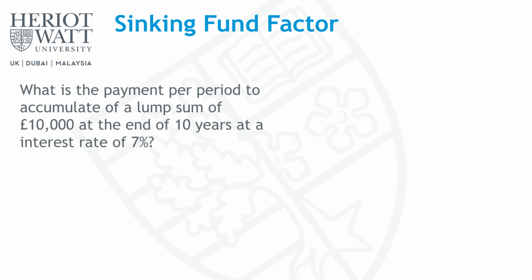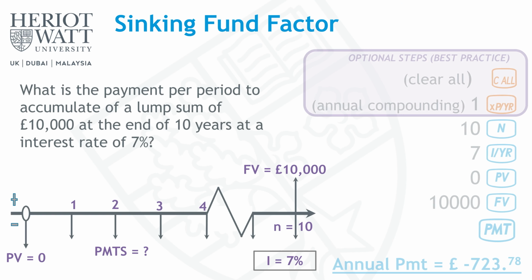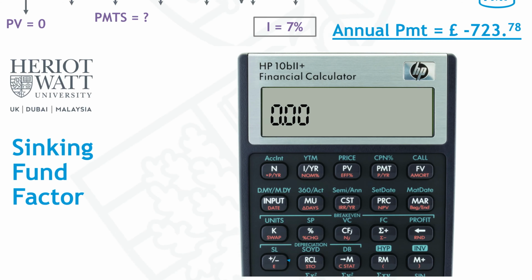Sinking fund factor is basically trying to figure out what the payment would be. So you're asking, how much should the payment be to accumulate £10,000 at the end of 10 years, assuming 7% interest? Same thing: number of years, what's the interest rate? In this case, you start out with 0, so that's why the present value is 0. And you want to know how much at the end is 10,000. So the payments in this case would be $723.78.